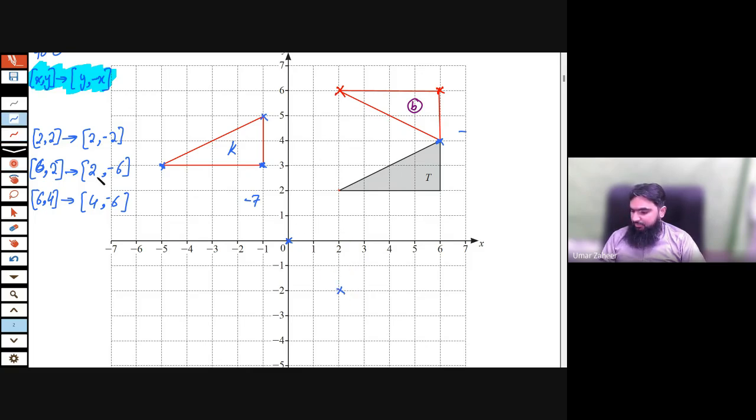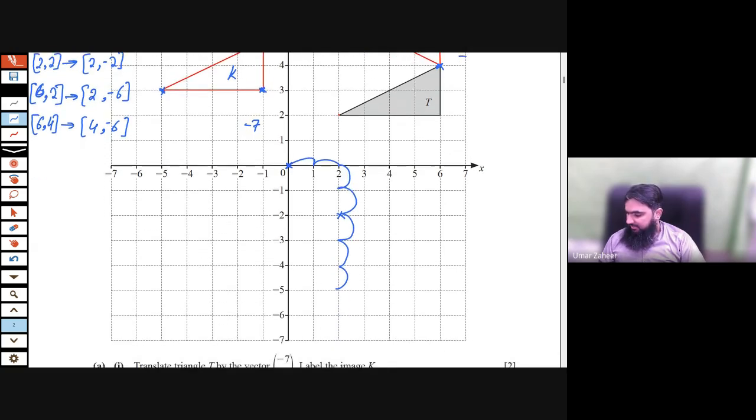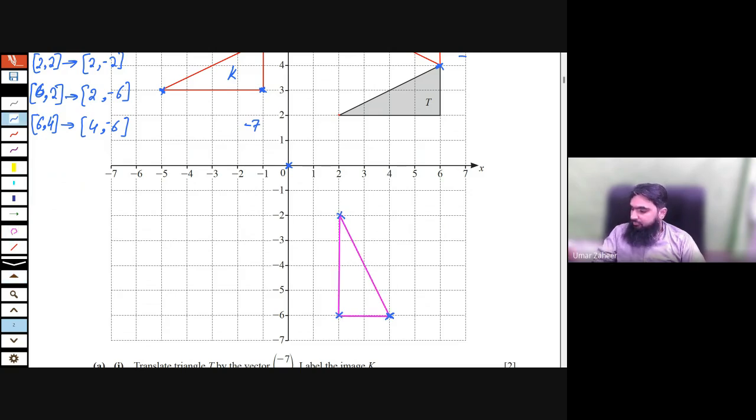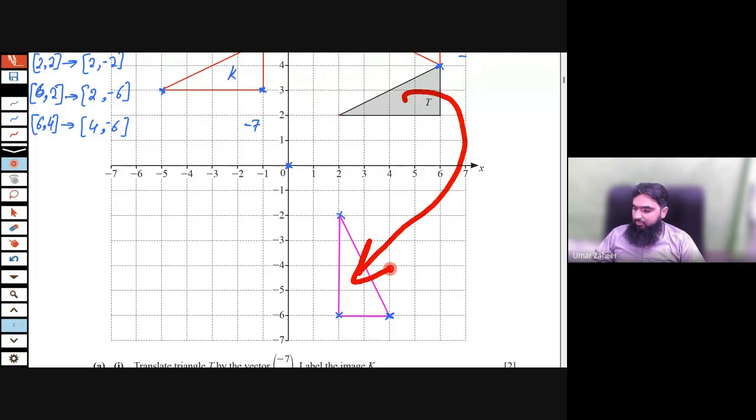In the same way, we have 2 and minus 6: 1, 2, then 1, 2, 3, 4, 5, and 6 is going to be here. The last point we have 4, 4 places right side, minus 6, 6 places downward. 1, 2, 3, 4, 1, 2, 3, 4, 5, 6. Now join the points, we get a triangle. So look at here, we have to do a 90-degree clockwise rotation with the center of rotation origin.